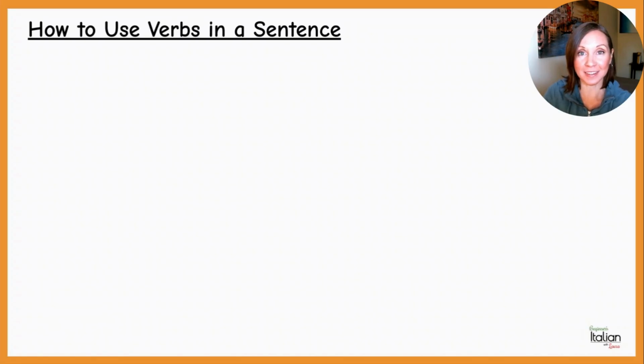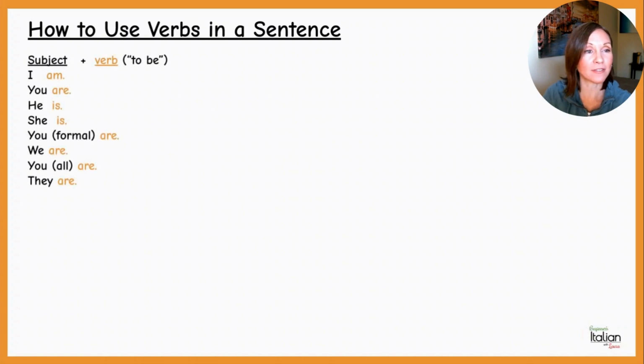How to use verbs in a sentence. Okay, so we have our very, very simple sentences here. I am, you are, he is, she is, you (formal) are, we are, you all are, and they are. As we looked at before, the subject goes first in English, and then the verb comes after. We're using the verb to be in this case.